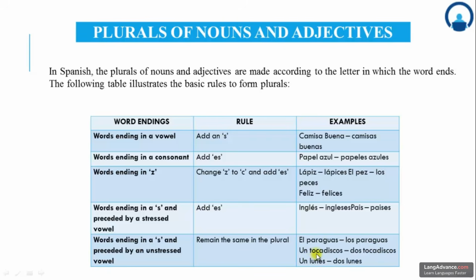Similarly, we have tocadiscos. That means record player. Un tocadiscos, that means a record player. Dos tocadiscos, that means two record players. Un lunes, one Monday. Dos lunes, two Mondays.